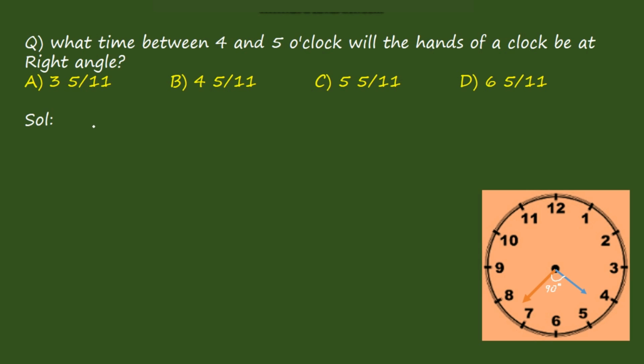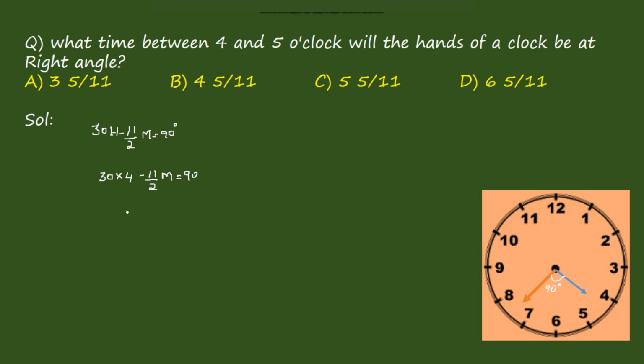It is given as 30h minus 11 by 2 m is equal to 90 degrees. Here h is nothing but 4, right? After 4 only it will form a 90 degrees angle. So h, the hour, is 4, and m is minutes, which we have to find out. Then it becomes 30 into 4 minus 11 by 2 m is equal to 90 degrees.